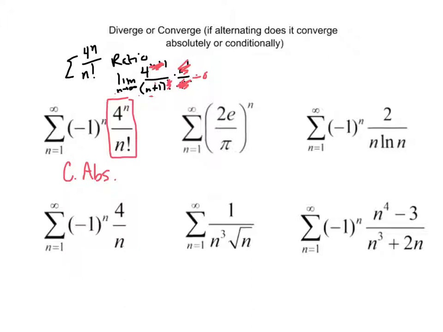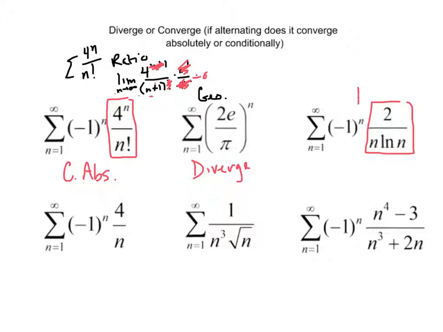All right, next. This is a number raised to the nth power, so this is a geometric series. I'm just going to make a little note here above it that this is geometric. 2 times e is 5 point something, divided by pi. Well, 5 point something divided by 3 point something is greater than 1, so this would diverge, by the divergence test.